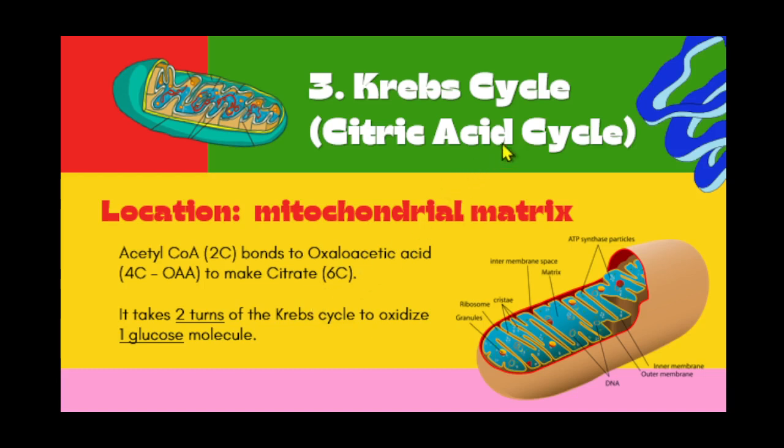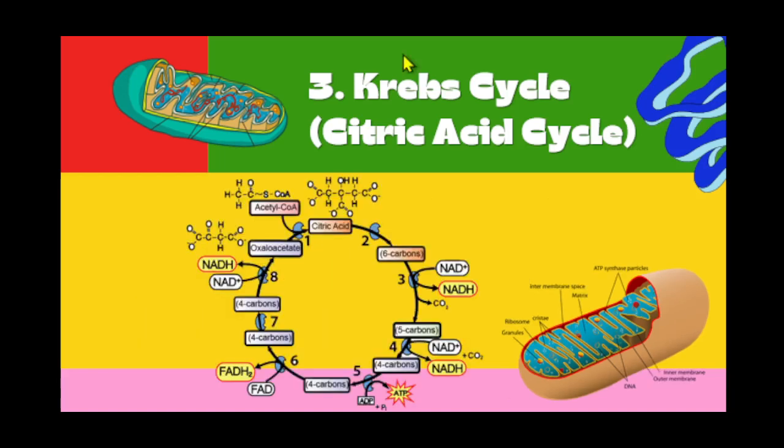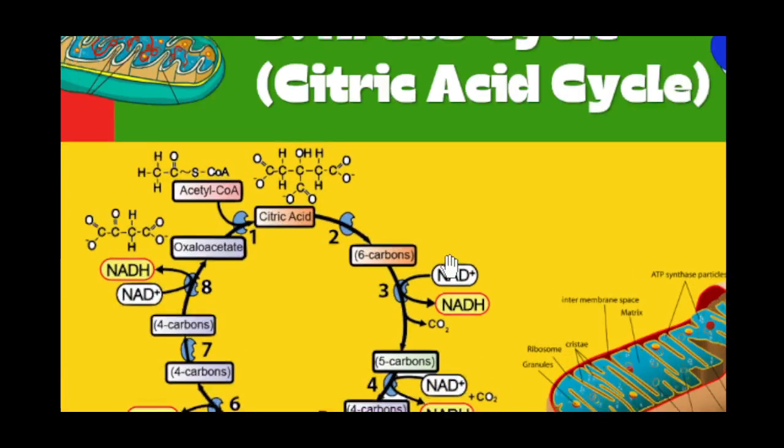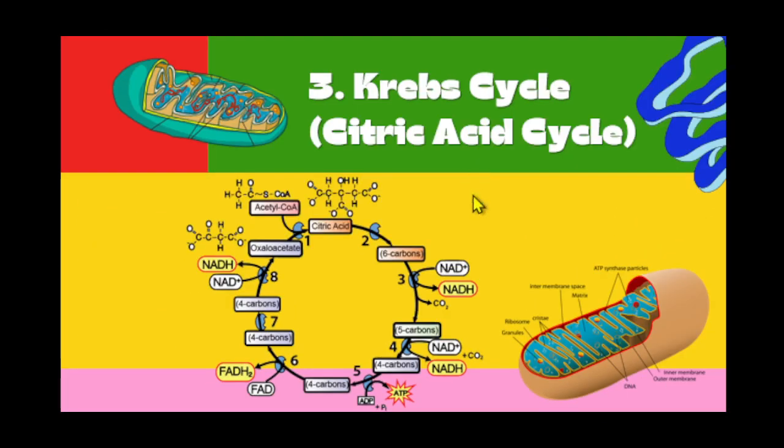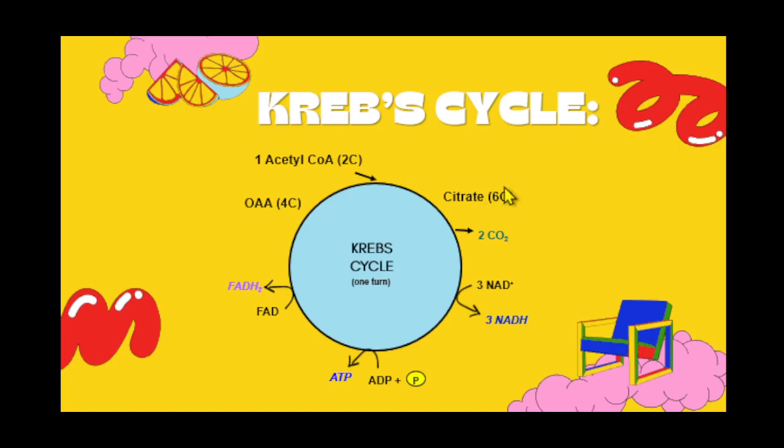And since it's a cycle, it takes 2 turns to oxidize 1 glucose molecule. Remember, on glycolysis, the very first process, we started with 1 glucose molecule, right? So to fully oxidize that, we need to take 2 turns. Okay, so this is what it looks like, the Krebs cycle. But let us simplify it. Let's look at this illustration over here.